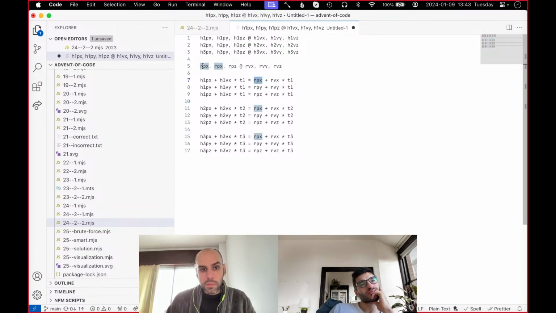So this is the initial position of the rock on the x-axis. Here I forgot to replace one variable. This is the initial velocity of the rock, and this is the time of the collision. The same for the y and z axis. And then you do that for hailstone 2 and hailstone 3, and you end up with this lovely set of 9 equations.